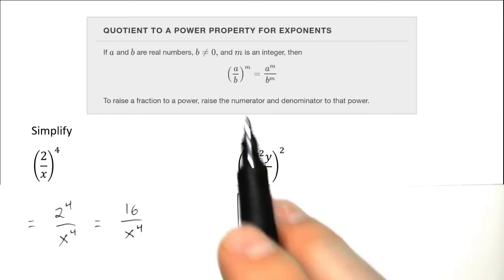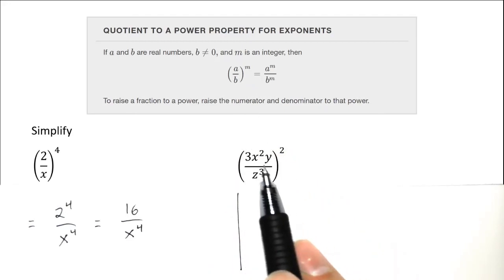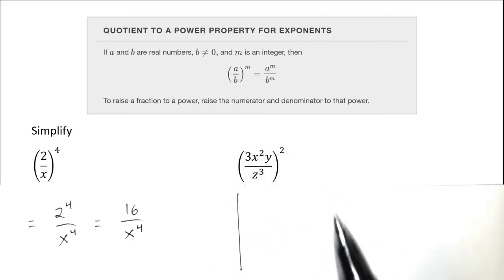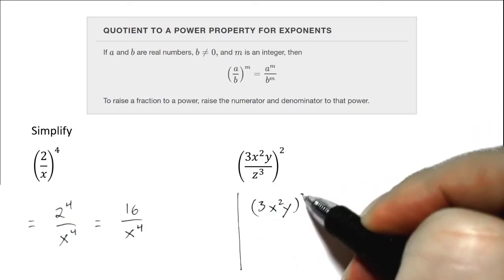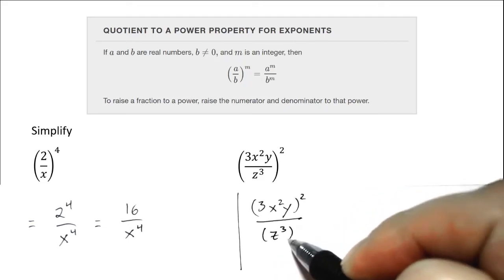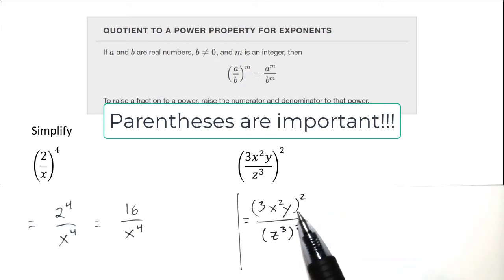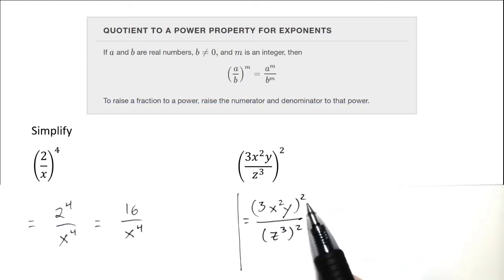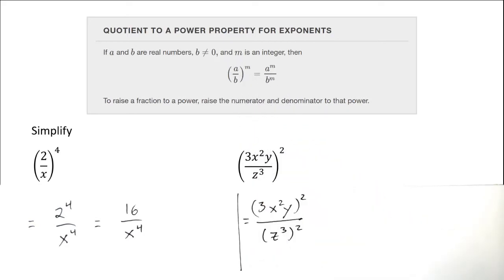Now let's take a look at this one. All right, well, what does it say? It says we distribute the exponent across the quotient. So I'm going to put the 2 on the numerator and put the 2 on the denominator. Notice I'm using parentheses. Those are very important. If I don't use those, it'll look like I'm only squaring the y, but I should be squaring the entire numerator. And that's why I need parentheses around the numerator.